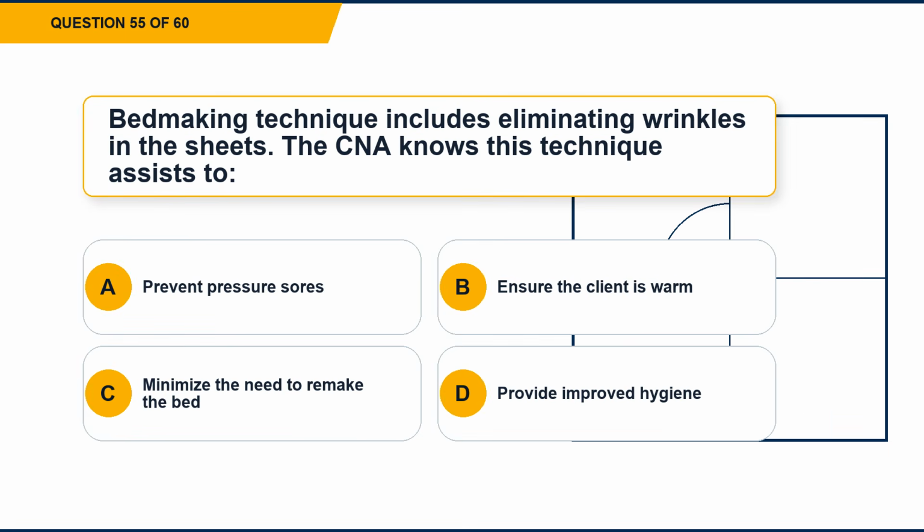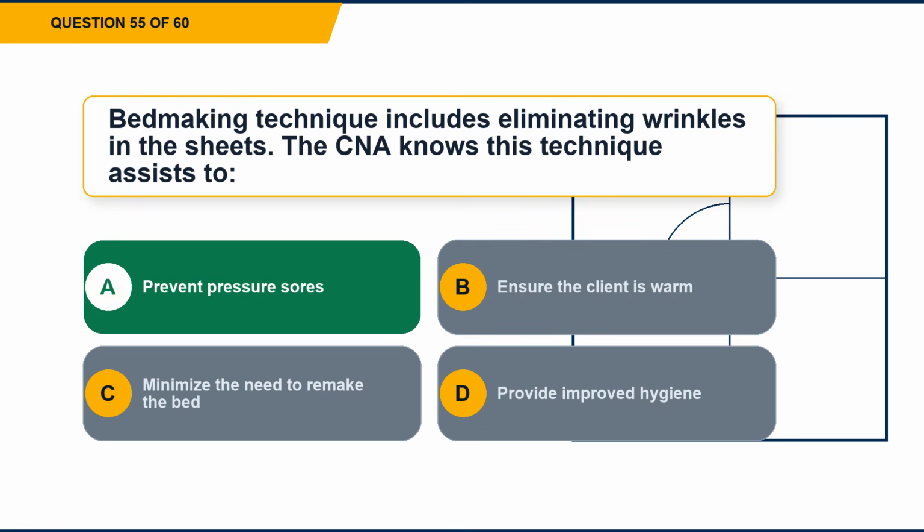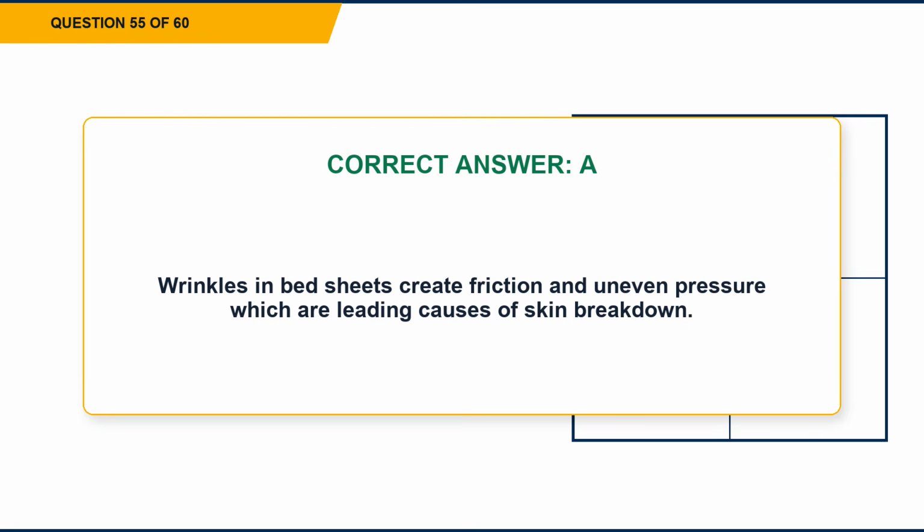Question 55. Bed-making technique includes eliminating wrinkles in the sheets. The CNA knows this technique assists to Option A. Prevent pressure sores. Option B. Ensure the client is warm. Option C. Minimize the need to remake the bed. Option D. Provide improved hygiene. The correct answer is option A. Prevent pressure sores. Explanation. Wrinkles in bed sheets create friction and uneven pressure, which are leading causes of skin breakdown.